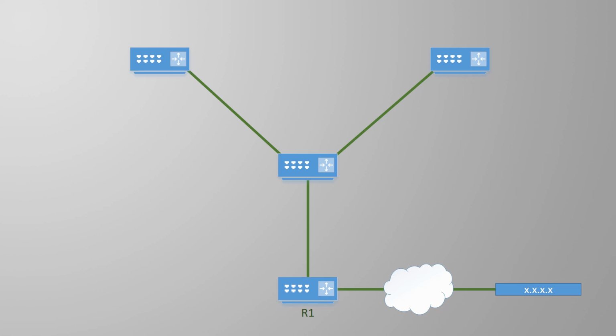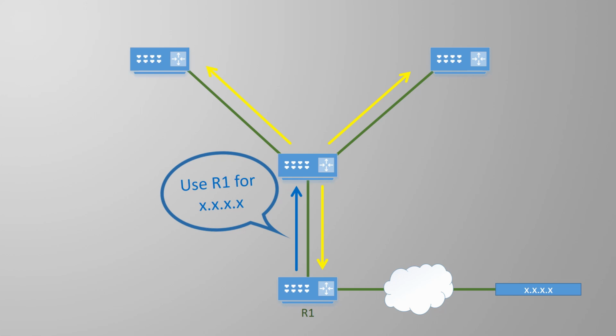So to solve this, the split horizon rule simply says, when a routing update is received, send it out all interfaces except the one it was received on. So in this case, R2 will send an update to R3 and R4, but it will not send it back to R1. Simple and elegant, isn't it?